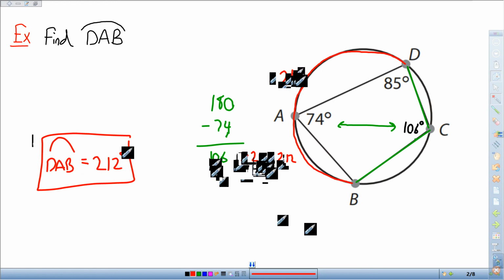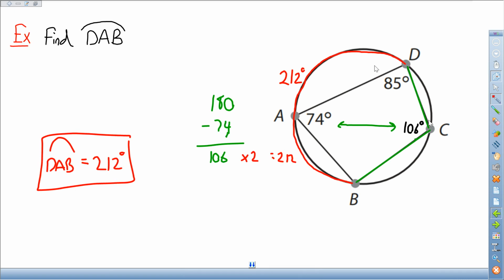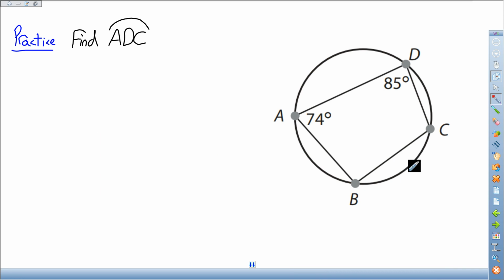Okay, so you can see we're still very much using the rules from the last section. We're just now adding on inscribed quadrilaterals and these opposite angles. All right, cool. So I'm going to have you try one a lot like this. Actually, this is literally the same shape, so you don't need to recopy it. I just want you to find a different arc.